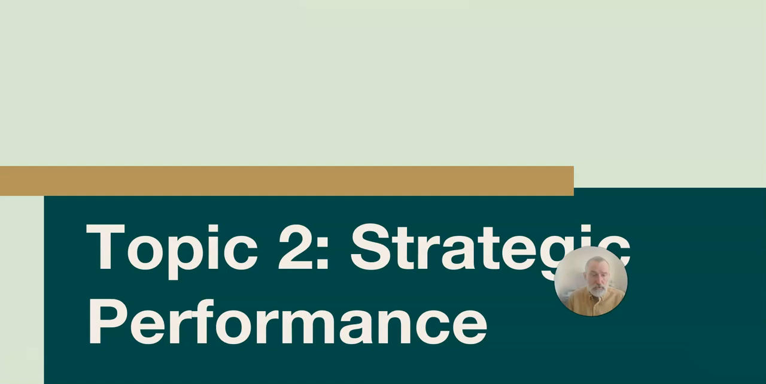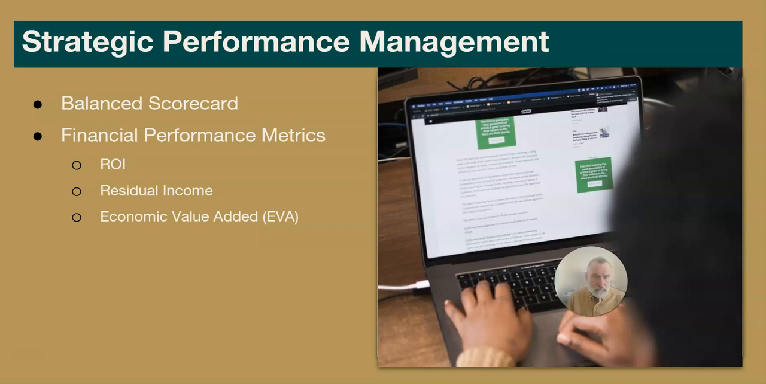Moving on to topic 2, strategic performance. So far, we've focused on measuring and analyzing costs, preparing budgets, and assigning overhead. But with managerial accounting, it's not just about tracking numbers. It's about aligning performance with strategy. That's where strategic performance management comes in. In this module, you'll be introduced to tools and approaches managers use to evaluate whether day-to-day operations are supporting long-term goals.